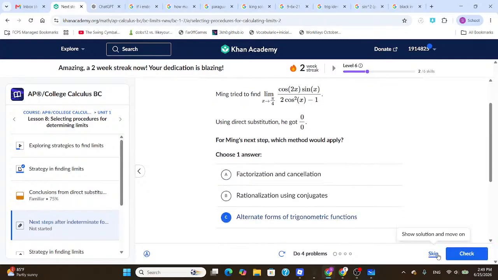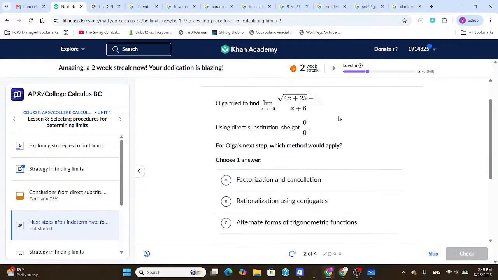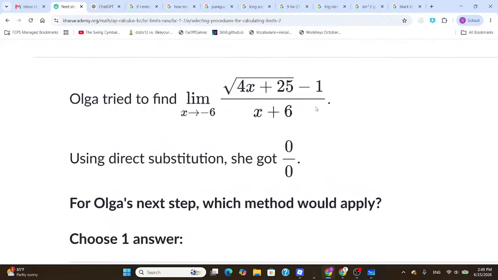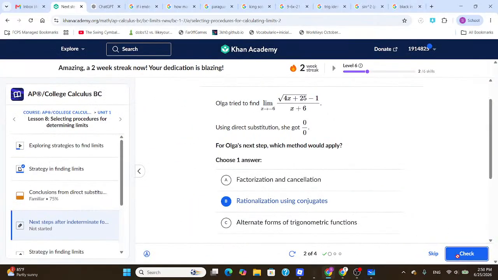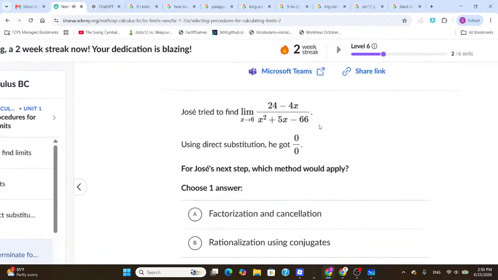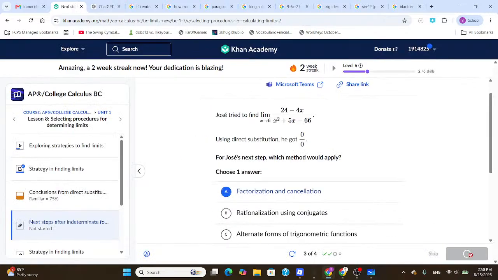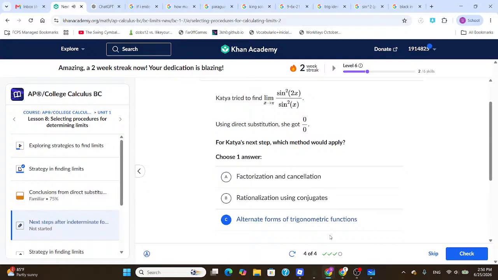Trig identities. Rationalization. No, wait. Yeah. Vector and trig.